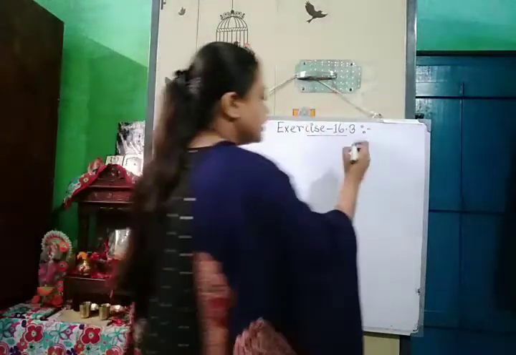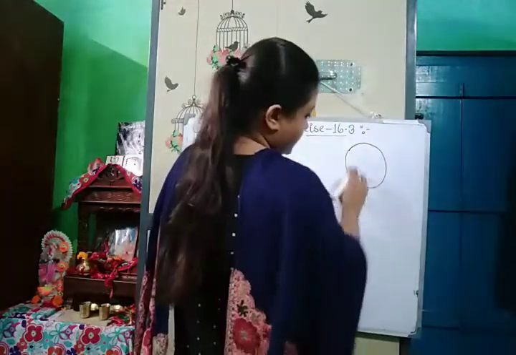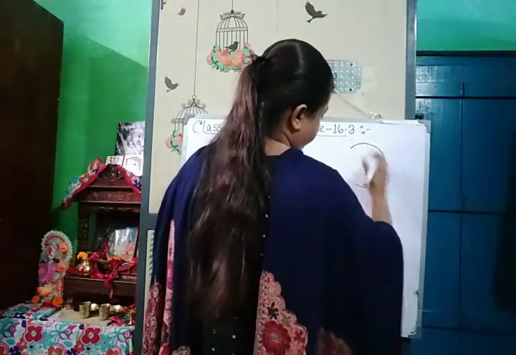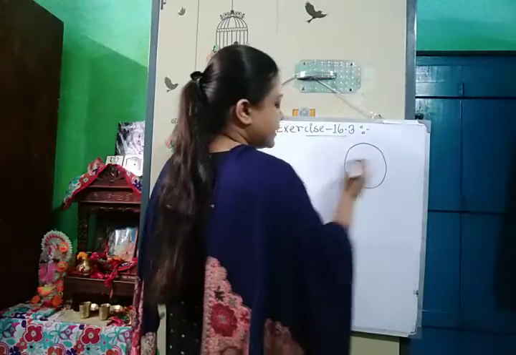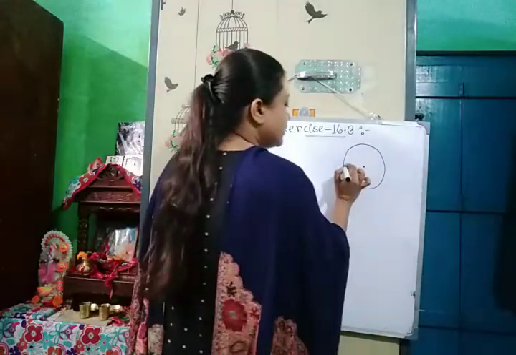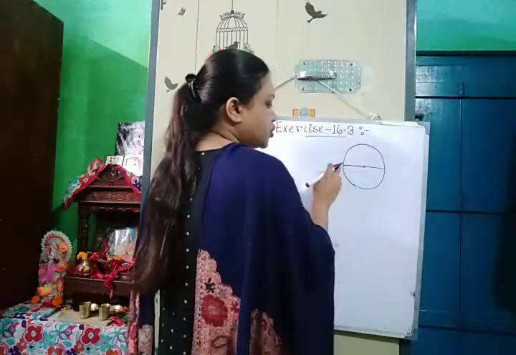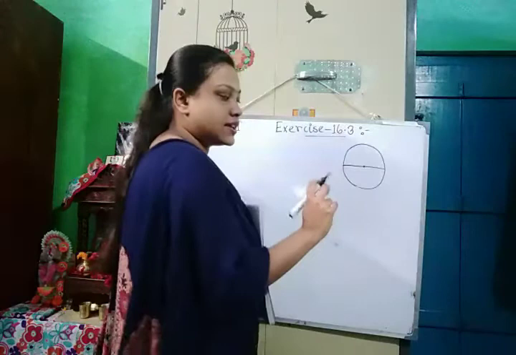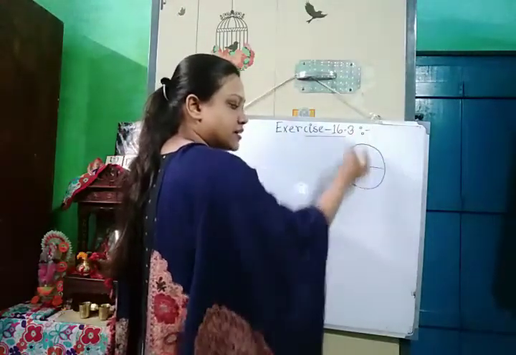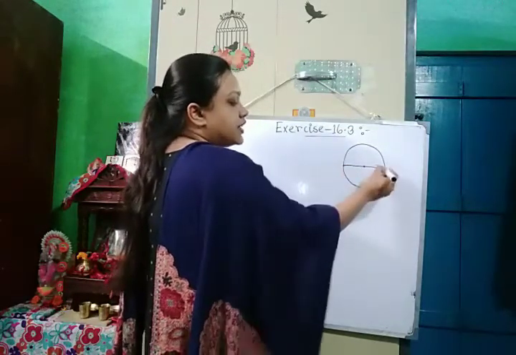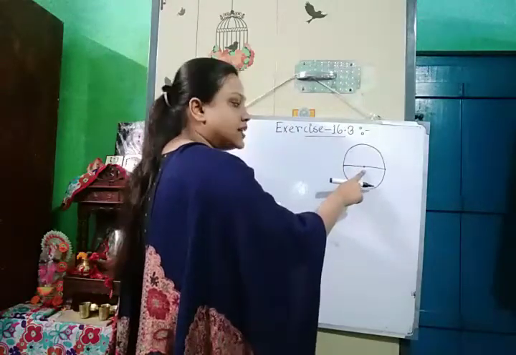So first I am drawing here a circle. This is almost a circle. So this is the center of the circle, you all know, and the outer boundary is the circumference of the circle. The line which is joining any two points on the circumference and passing through the center of the circle is called the diameter.